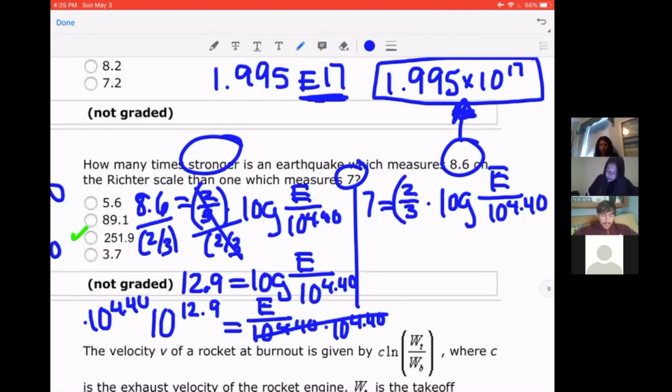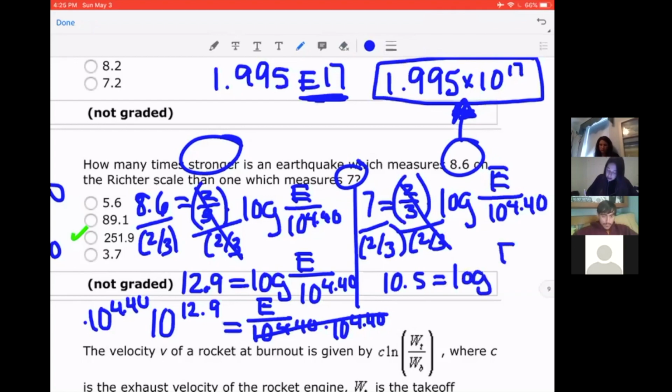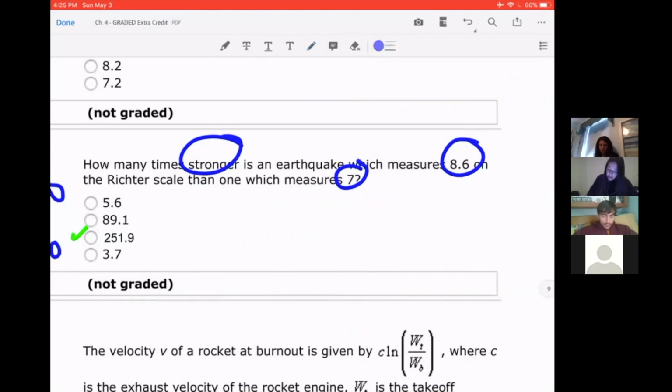Again, we're going to follow the same steps. Leave this 2/3 as a fraction, deal with it together, divide both sides by 2/3. So I get 7 divided by 2/3, making sure that's in parentheses. I get 10.5 equals log E over 10 to the 440. I'm going to rewrite this now.